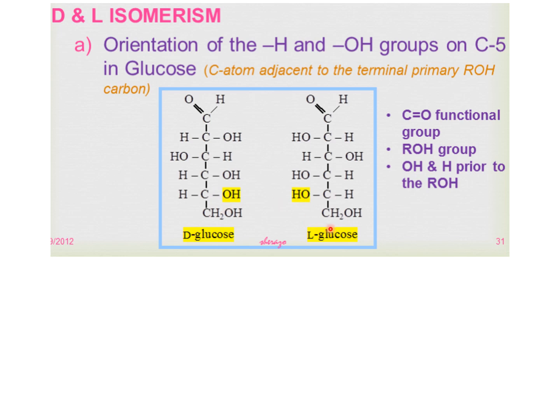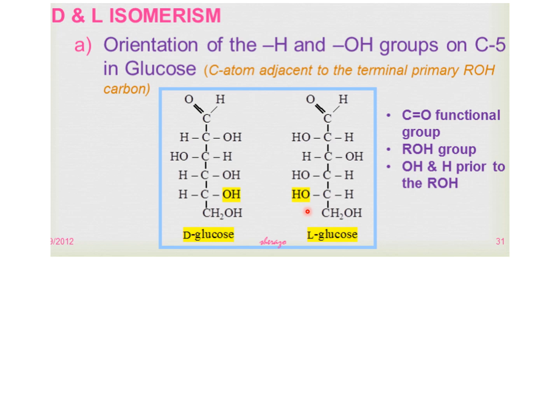Now, how about L-glucose? L-glucose still has the same number of chiral carbons as D-glucose, and it is also specifically found in carbon number 5, but the difference is the OH is found in the penultimate carbon to the left. That is why it is L-glucose.